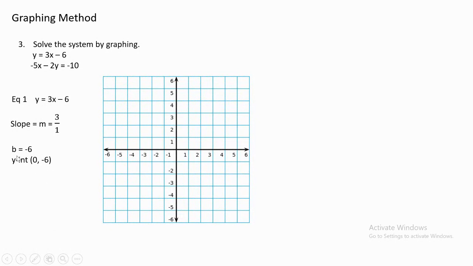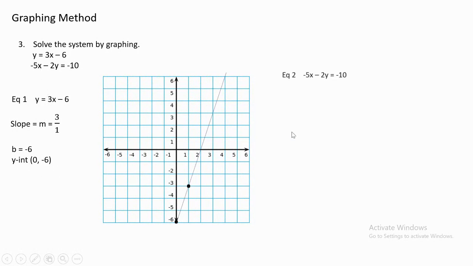And my b is my y-intercept, which is 0, negative 6. The b, or the y-intercept, is my starting point. So I'm going to start at 0, negative 6. There's my point 0, negative 6. Then my slope means that I'm going to go up 3, 1, 2, 3, and 1 across. And then we connect the 2 points. So that's my line. Okay?